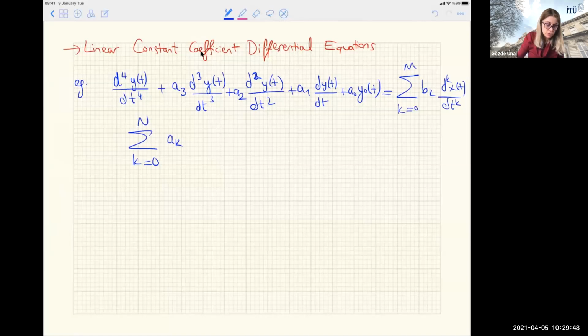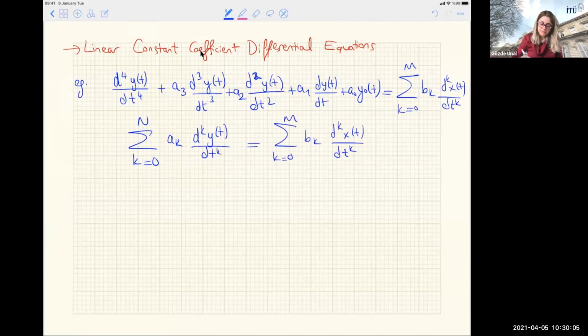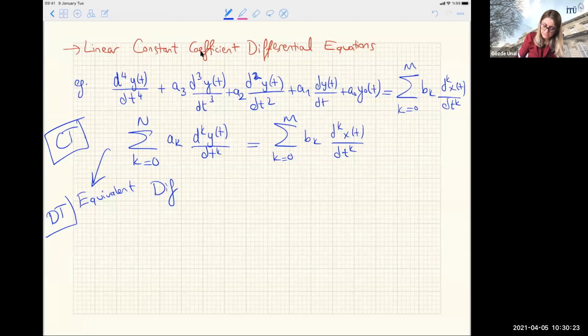Sum of ak, k equals 0 to n, ak d to the k y of t over dt to the k, I'm writing it again here, equals the sum of bk d to the k x of t over dt to the k, let's say k equals 0 to m. Okay? This is the differential equation. Now, actually, what we're looking at is the equivalent difference equation. So this was continuous time, right? Now go to discrete time, difference equation.